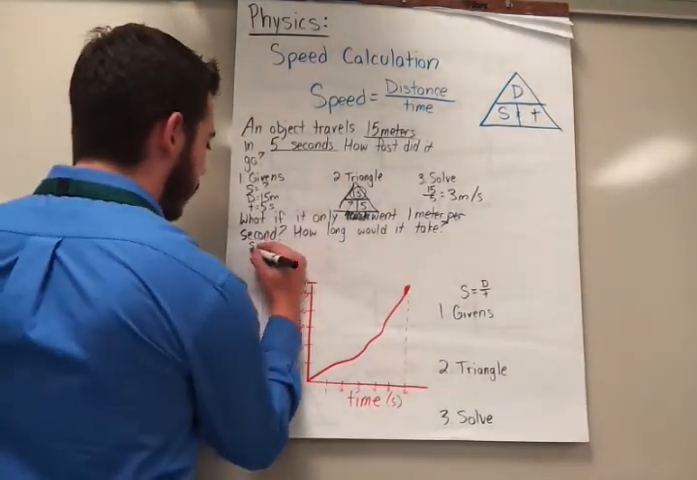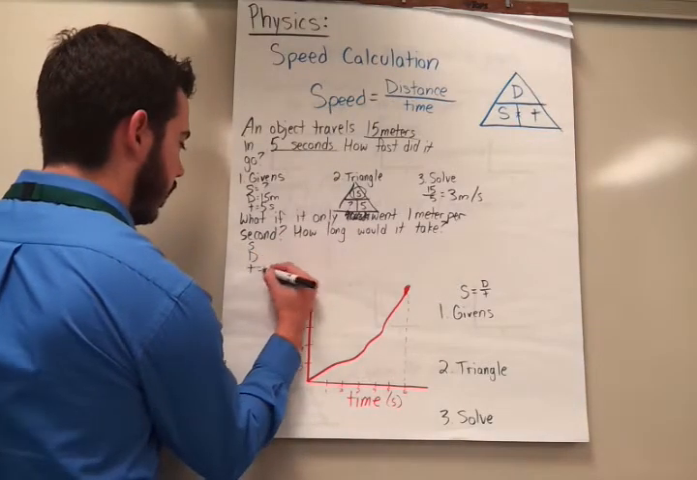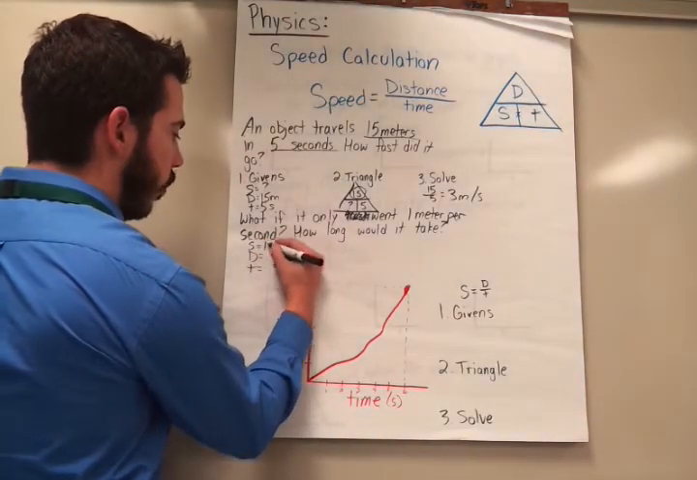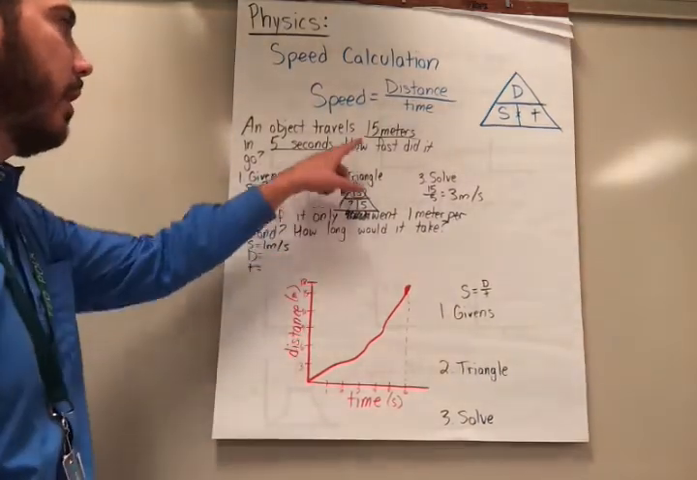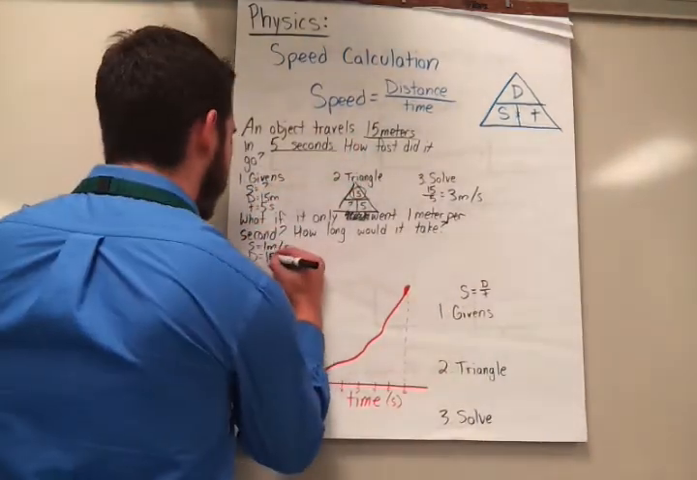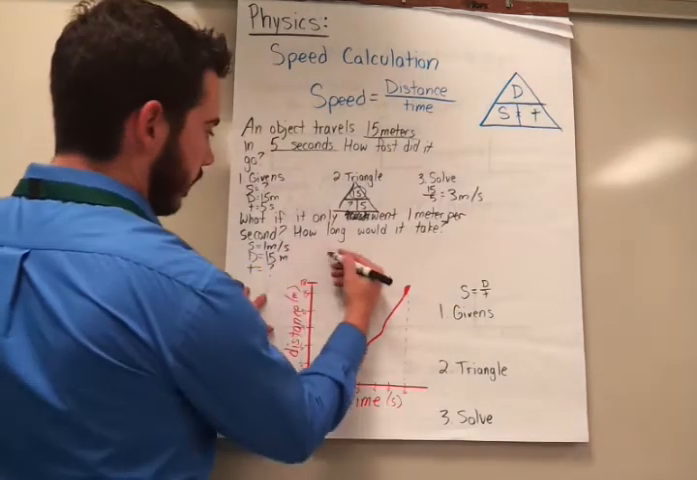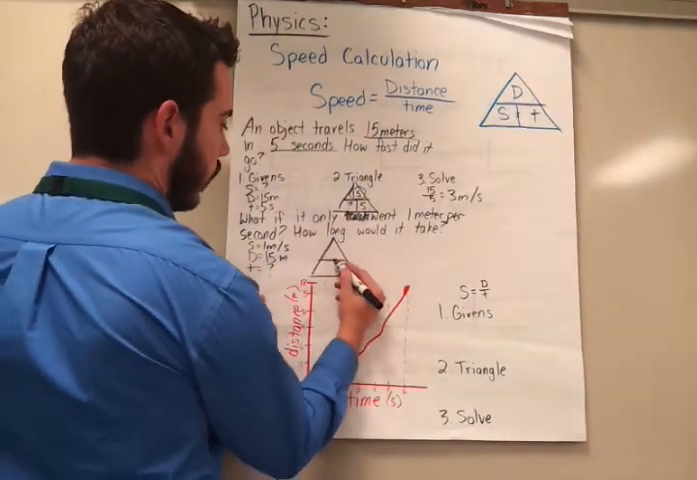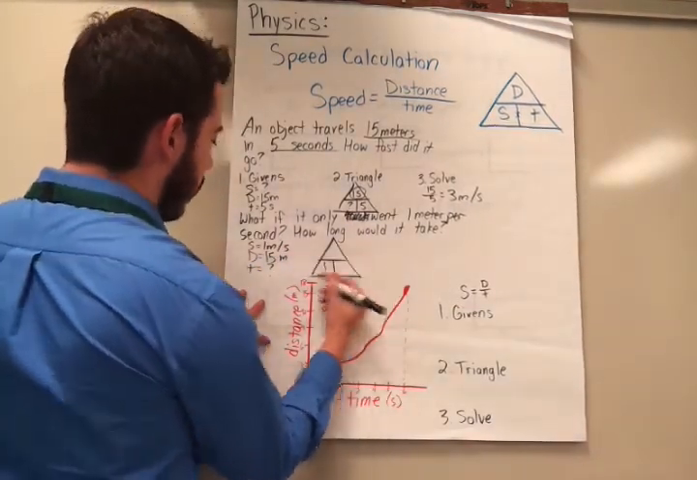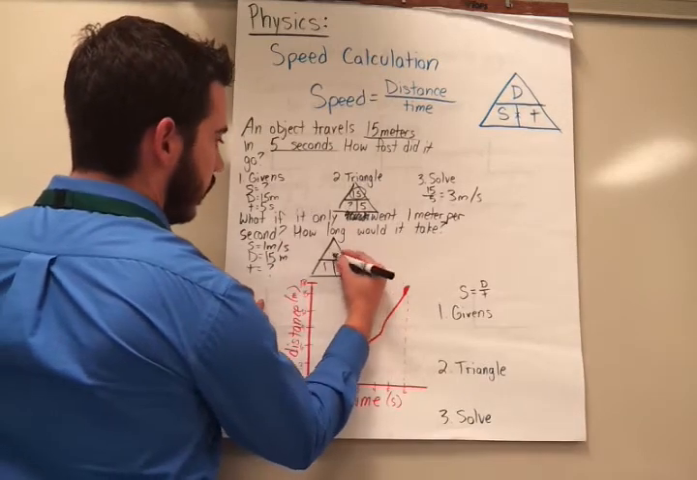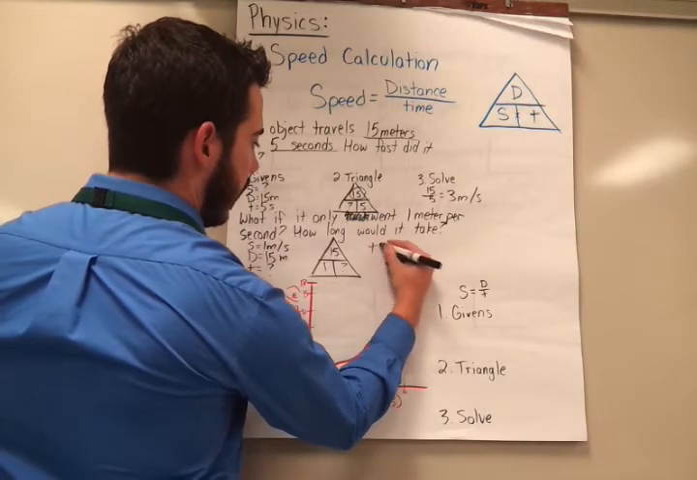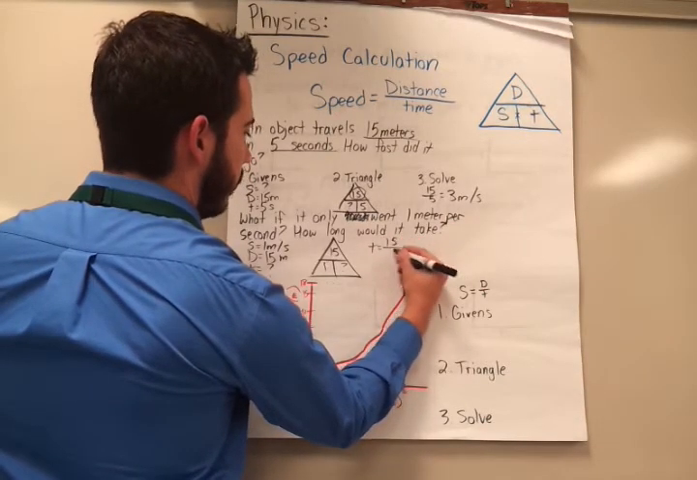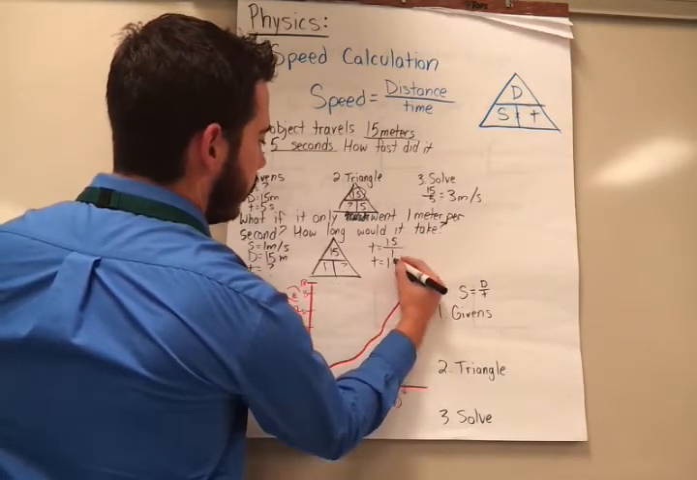So again, step 1 givens. We're given speed this time, 1 meter per second. And we're still trying to find how long it would take for 15 meters. So this one we're solving for time. Step 2, triangle. Speed was 1. Distance was 15. Time, we don't know. So time is equal to 15 divided by 1, 15 seconds.